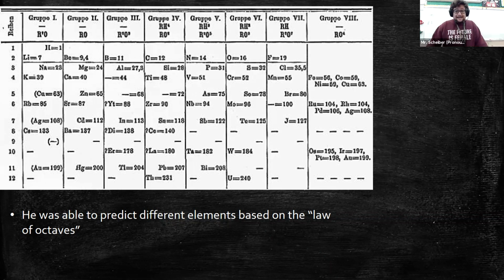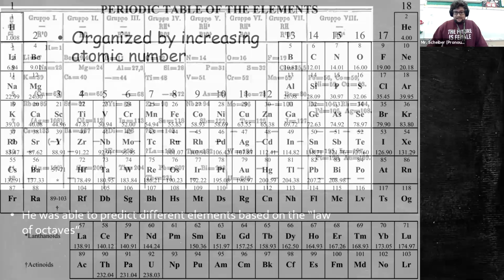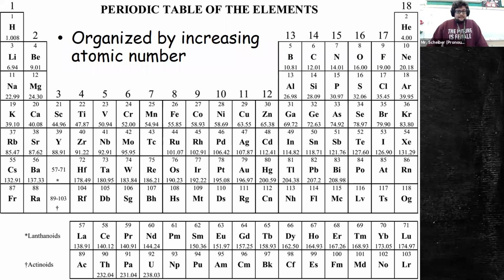Of course, nowadays that is not how we line up the periodic table. Nowadays, we don't organize it by atomic mass, we organize it by increasing atomic number. Atomic number 1, 2, 3, 4, 5, 6, 7, 8. Okay.